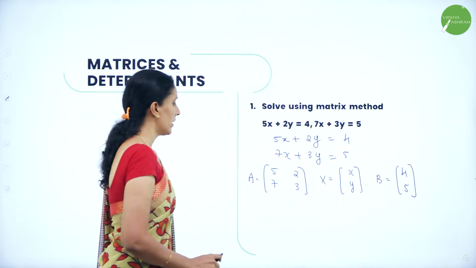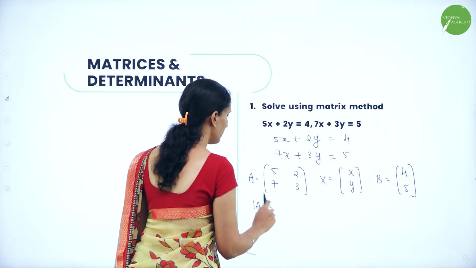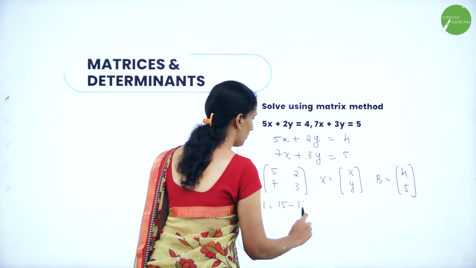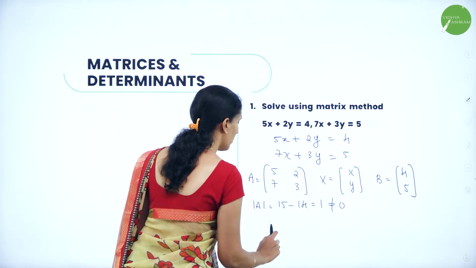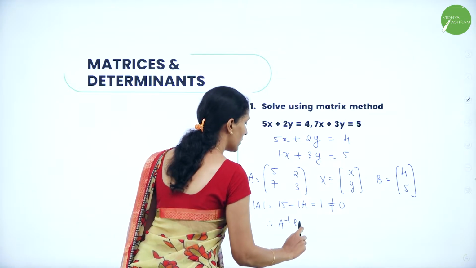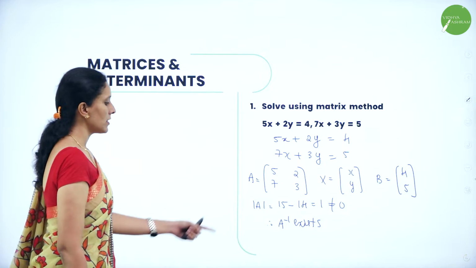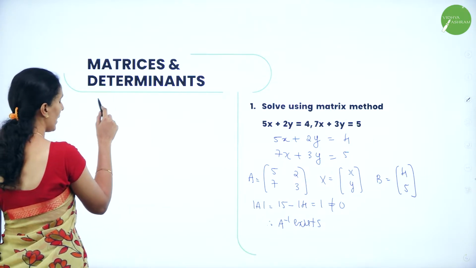So now I need to find out the value of the determinant. 5 3s are 15, 7 2s are 14, which is equal to 1. It is not equal to 0. Therefore, A inverse exists. Now, since A inverse exists here, next we need to find out A inverse.